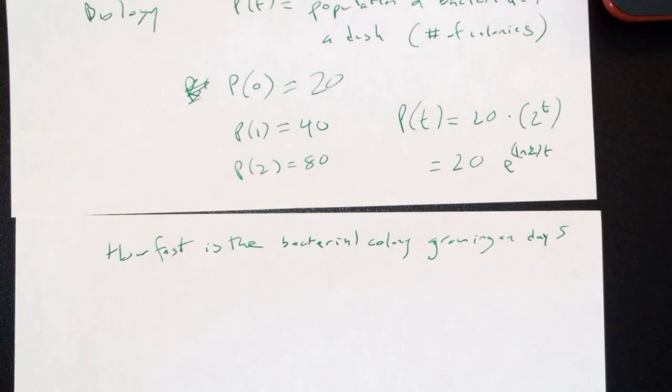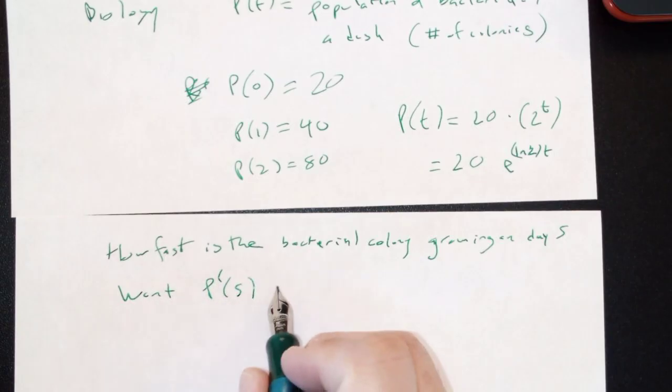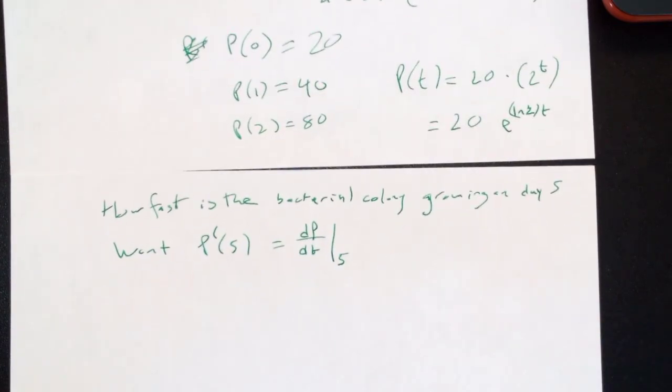I'm not asking how many colonies there are on day 5. I'm asking for the rate of change, the growth. As soon as I hear that phrase, that's a derivative. I want dp/dt at 5. This is why I rewrote it to be e, because then I can take the derivative in an easier fashion. The derivative of e to the stuff is, but wait, there's more.